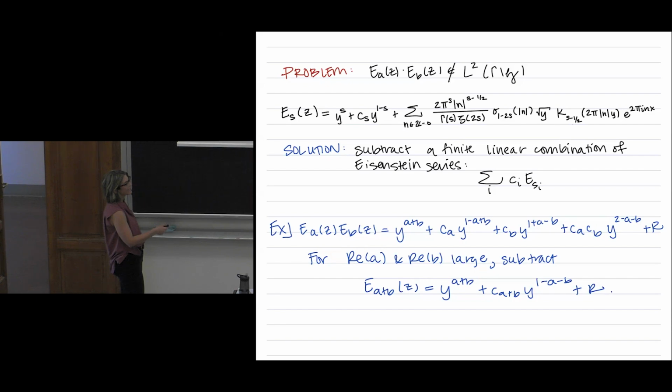And yes, I'm adding something back in, but I'm adding something in that's really small, right? And I might also have to subtract off an Eisenstein series at 1 plus A minus B or something like that. So this is what this linear combination turns out to be. It just depends on the size of A and B.